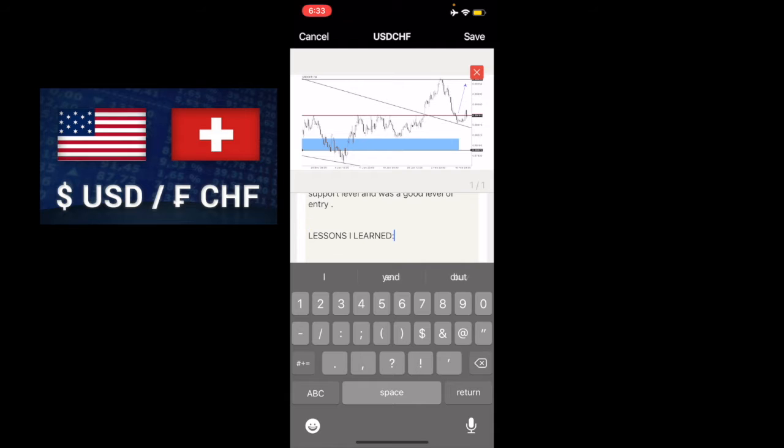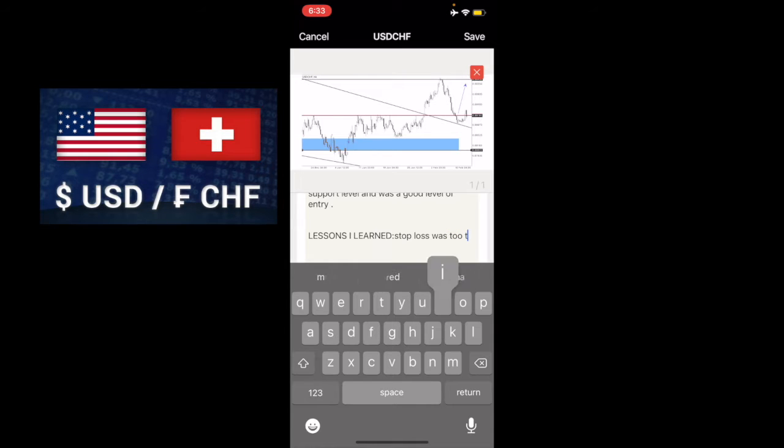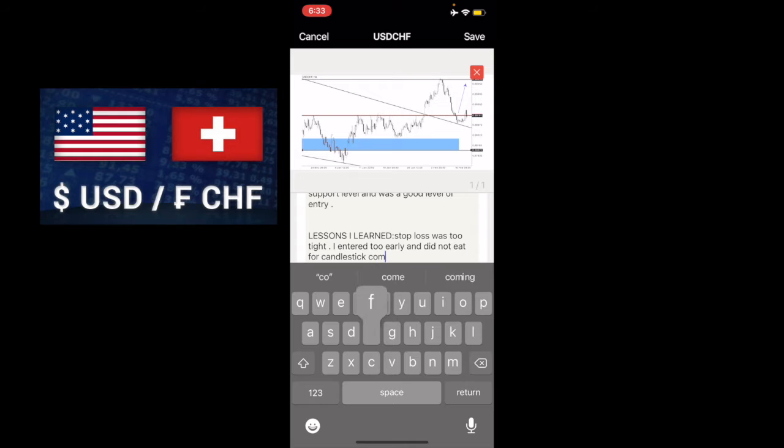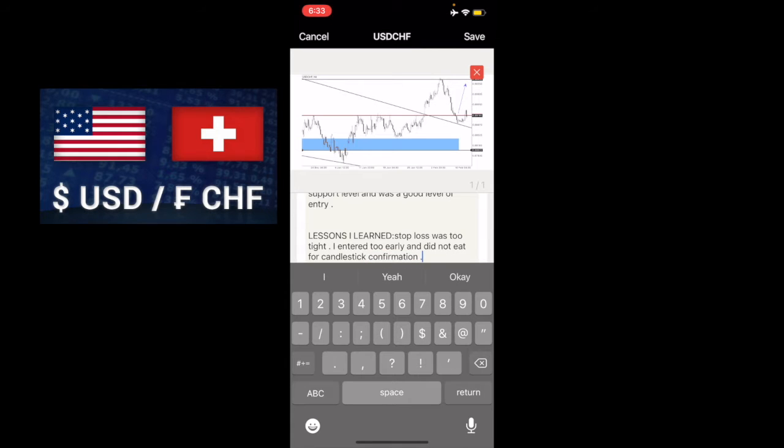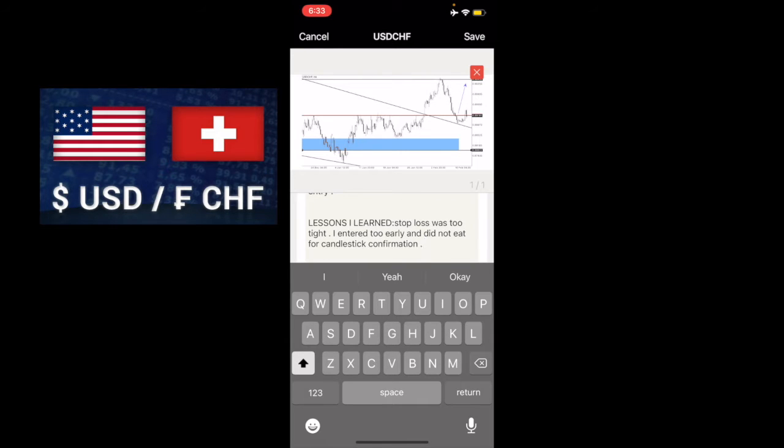Then lessons learned: stop loss was too tight. That was our first lesson. I entered too early and did not wait for candlestick confirmation. Then what other lesson did we learn from here? Yeah, those are the major lessons. You can add more depending on what you learn from it, but these are the major lessons that I learned from it. Then when you're done, you can just go on return and save your work.